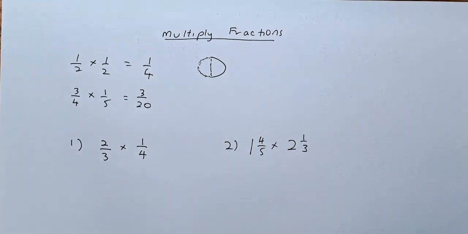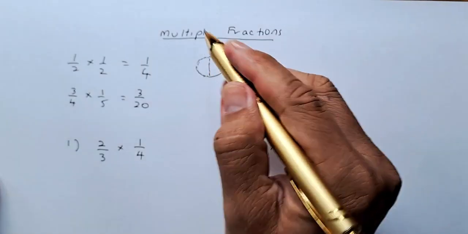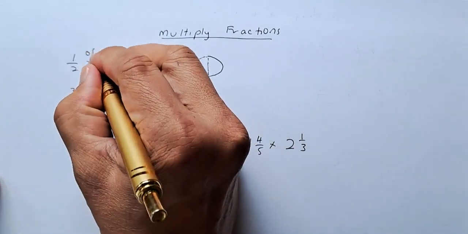This is a quick video on how to multiply and divide fractions. We will start with multiplying fractions. So we know that half times half is a quarter. This makes sense because if I say half times half, it means half of half.